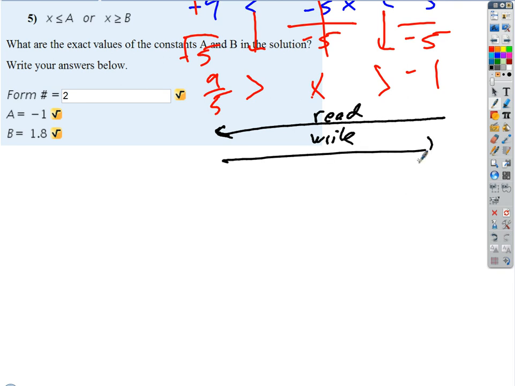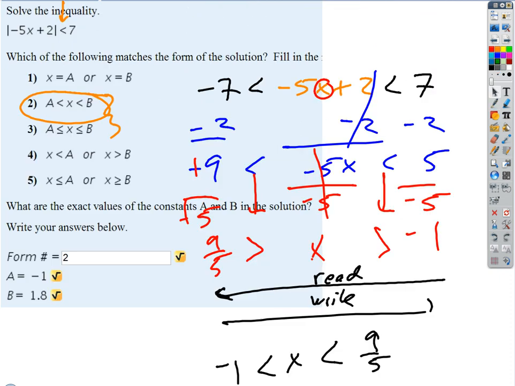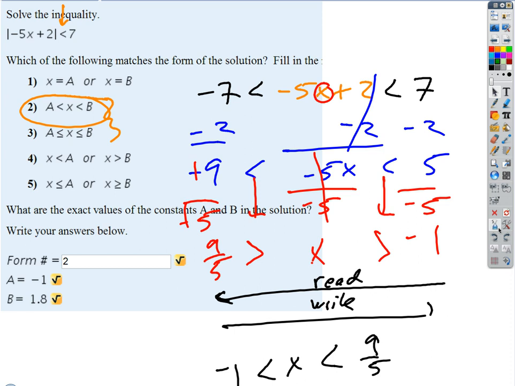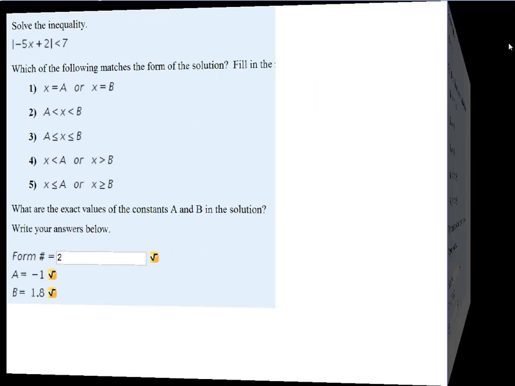So if I read it over here, I start off with negative 1 less than x less than 9/5. That's not how I'd say it, but that's how I would read it. Right? I'd say it, x is greater than negative 1 and less than 9/5. Does that make sense though, how we got that? We're just inverting the whole thing. You gotta have that sound effect too. That helps. Okay.